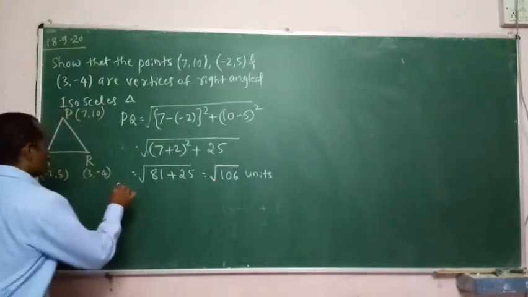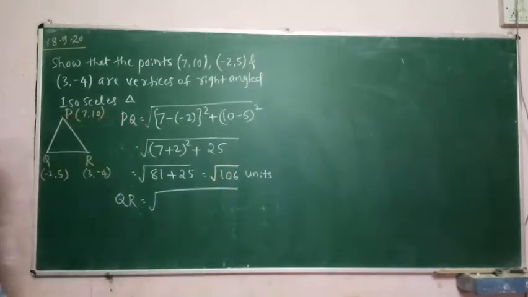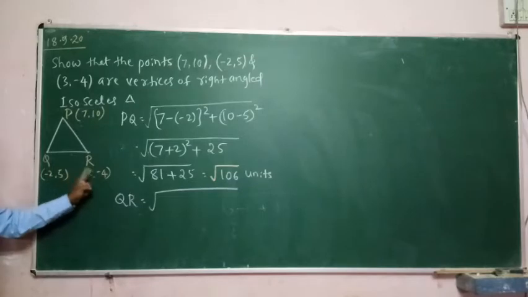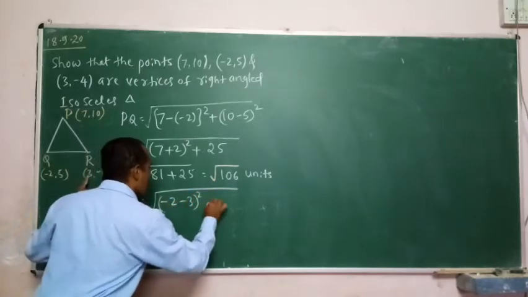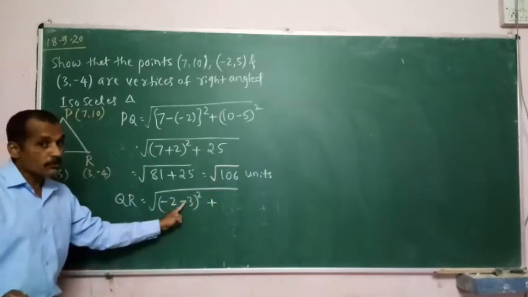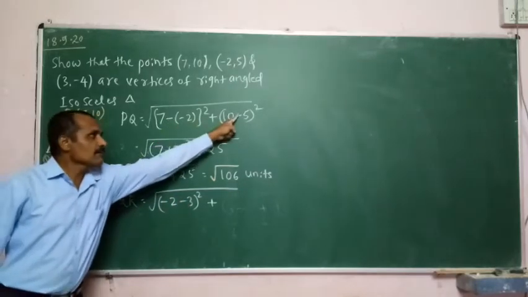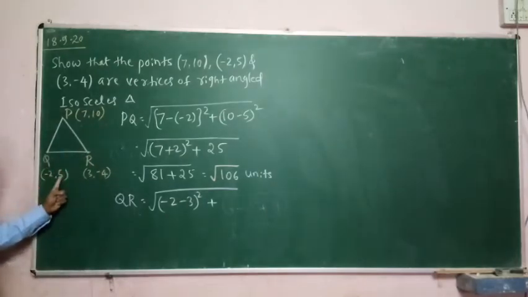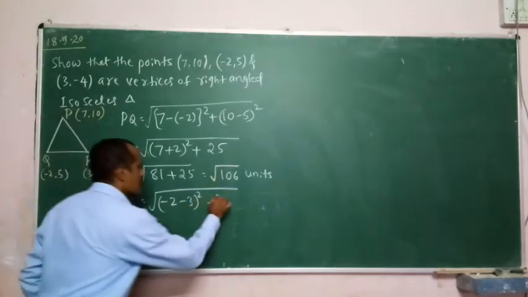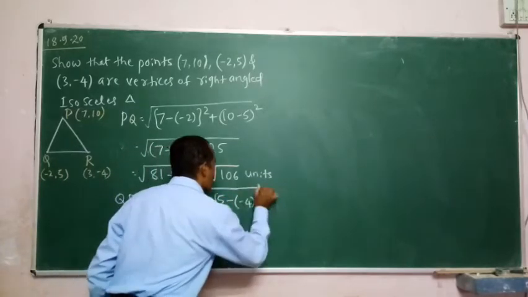Okay, let me go for QR, under root. This minus this or this minus this. Anyway, minus 2 minus 3, the whole square. This minus from the formula, always it will come from the formula x2 minus x1 the whole square. 5 minus of minus 4, the whole square.